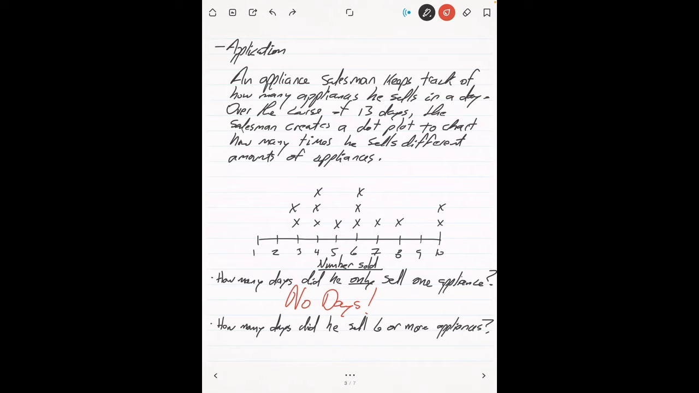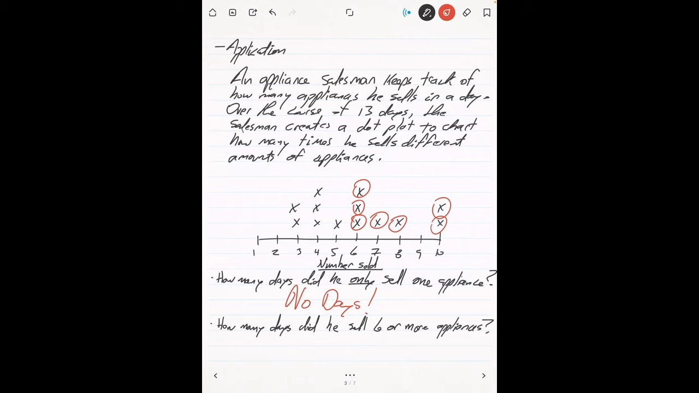How many days did he sell 6 or more appliances? Well, let's take a look at 6 appliances. There were 3 days where he sold 6 appliances exactly. 1, 2, 3. Now, we also want to know, did he sell more than 6 appliances? Yeah, one day he sold 7. One day he sold 8, another day 10, and in fact a second day he sold 10 appliances.